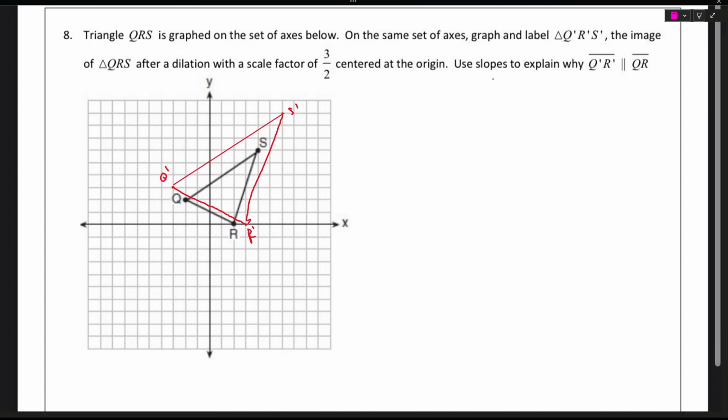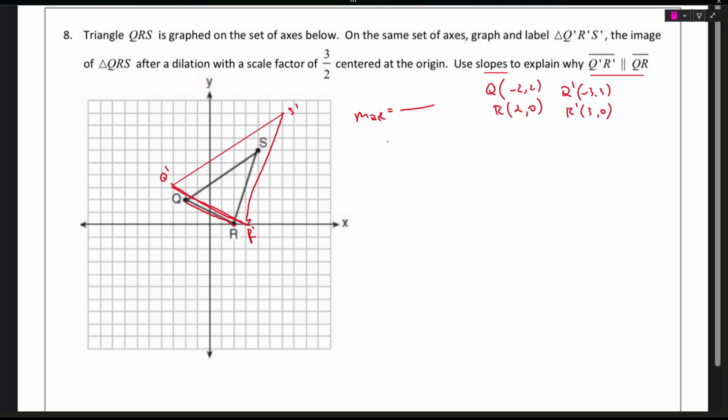Next question says, use slopes to explain why these are parallel. Q prime R prime is parallel to QR. Why are these two parallel? It says use slopes. So you can find the coordinates and do the slope of QR. Maybe I should just write all the coordinates. Q is negative 2 comma 2. R is 2 comma 0. Q prime is negative 3 comma 3. R prime is 3 comma 0.